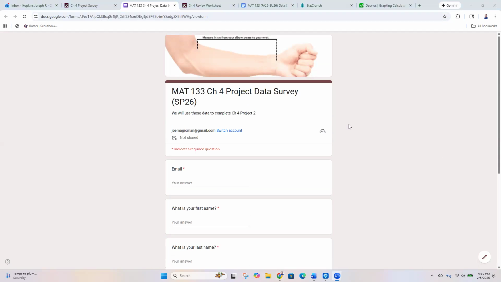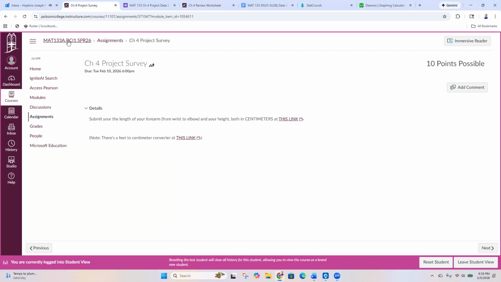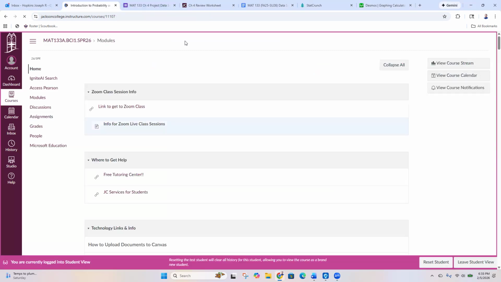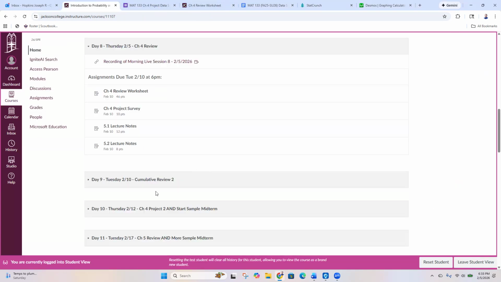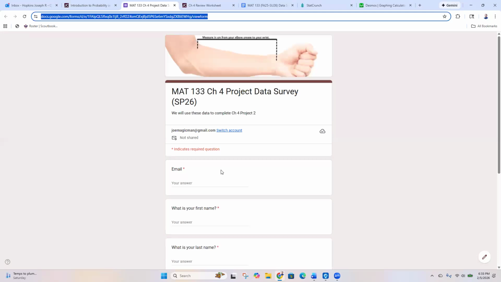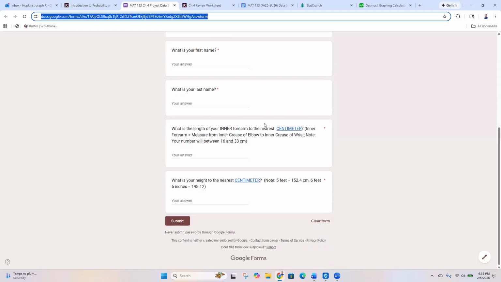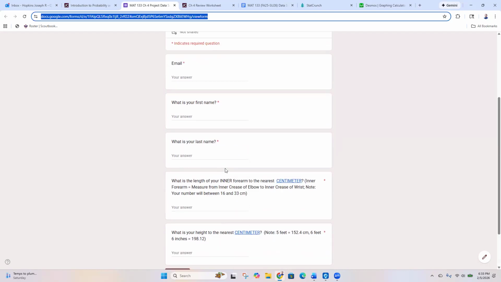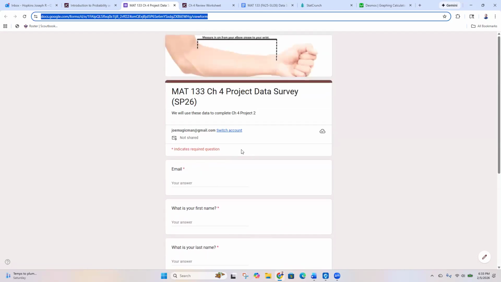We're not going to use the survey data yet, but we will be using it next week on Thursday, when we're going to do the Chapter 4 Project 2. It's not that long. I just need the length of your forearm and your height in centimeters. There's a link right here where you can see what it is in centimeters if you're measuring in inches. Measure from your elbow to your wrist.